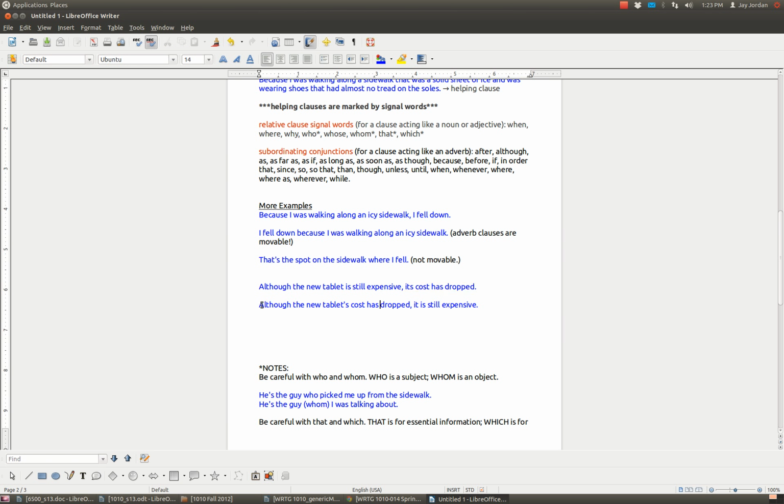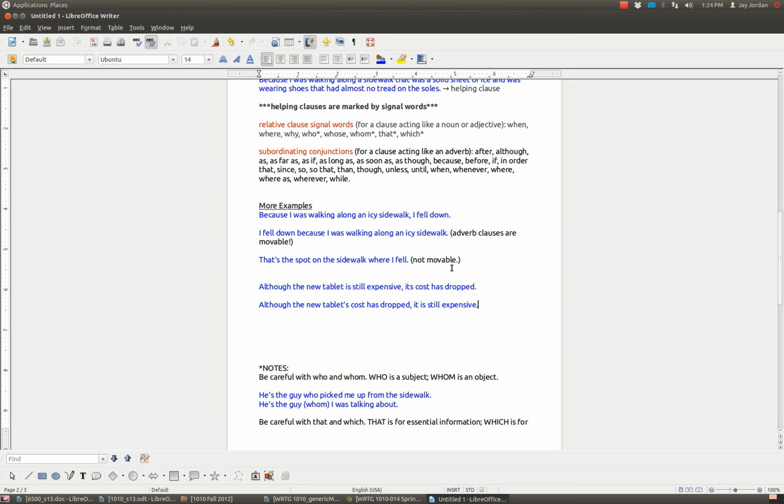Now, what if I swap? Although the new tablet's cost has dropped, it is still expensive. So the meaning of the sentence is still kind of the same, but I'm just emphasizing different material by moving stuff around between the main clause and the helping clause. Here, I'm emphasizing that it is still expensive, even though the cost has dropped. Up here, I'm emphasizing that its cost has dropped. So obviously, I might choose one of these over another depending on who I'm talking to, right?